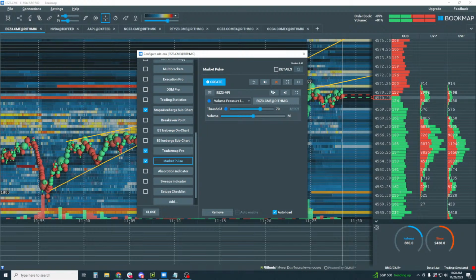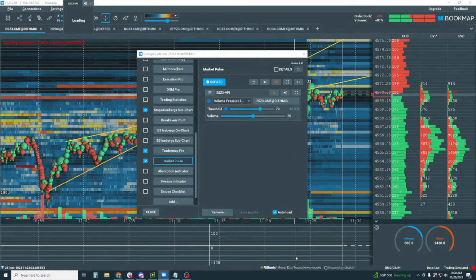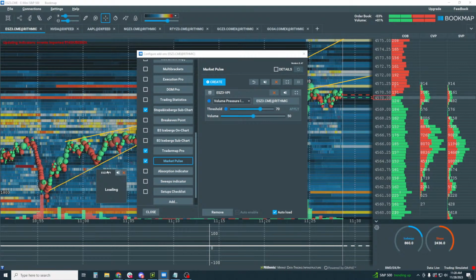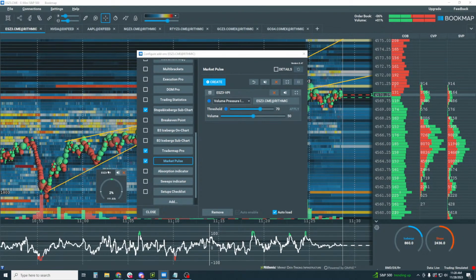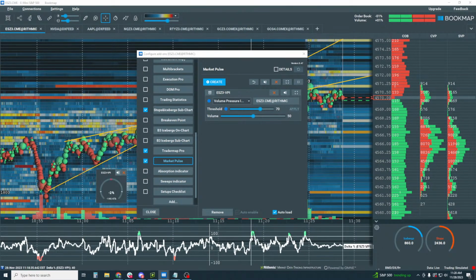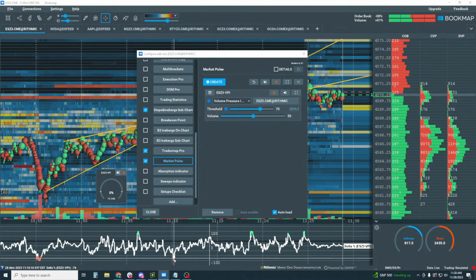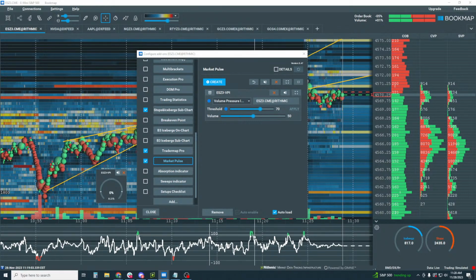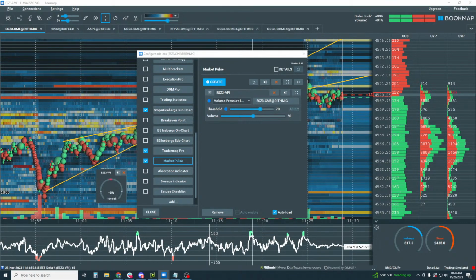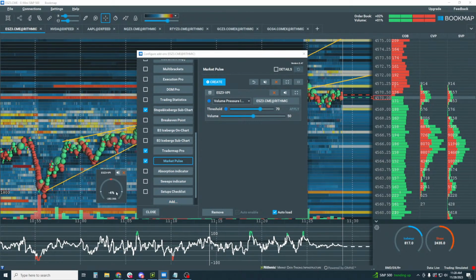We're going to get our volume pressure in here. So here's volume pressure for the ES, and here it is in Market Pulse. If it goes above here, this was buying pressure, this is selling pressure below the threshold here of 70%, whereas red and 70% on where there were more buyers here crossing the threshold.